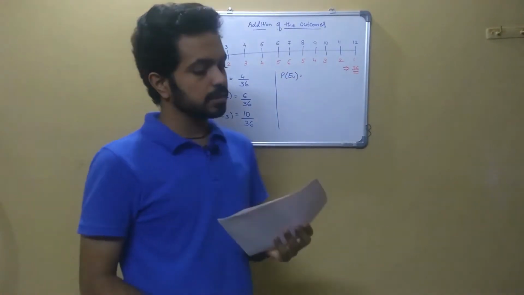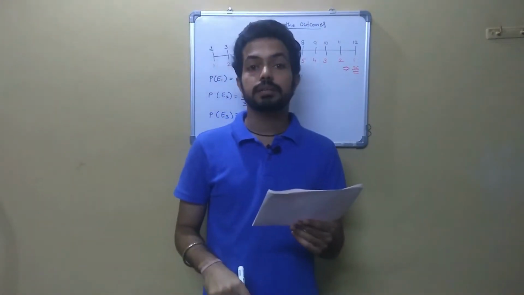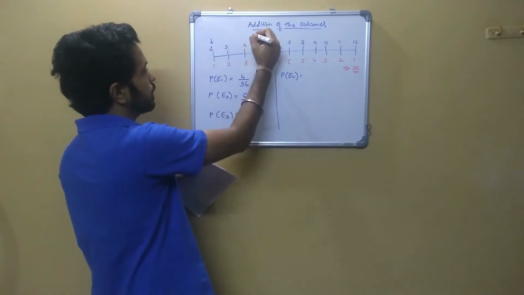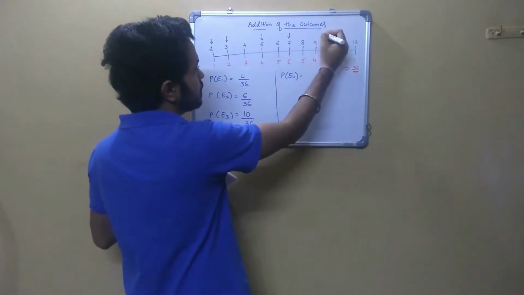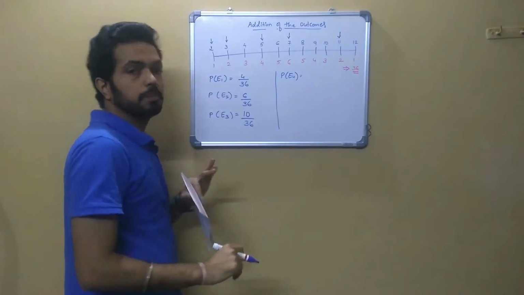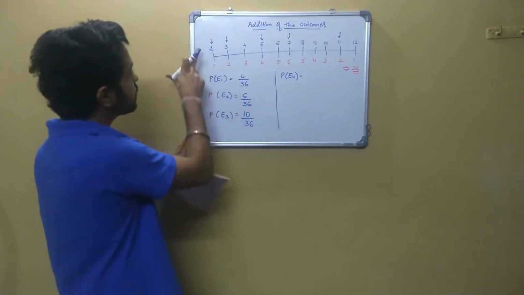Fourth case says that the sum is a prime number greater than 2. So how many prime numbers do we have first of all in this case? 2 is a prime number, 3 is a prime number, 5 is a prime number, 7 is a prime number, and 11 is a prime number. So these are all the prime numbers shown by arrow, but the question says prime number greater than 2. So I won't consider 2 over here.